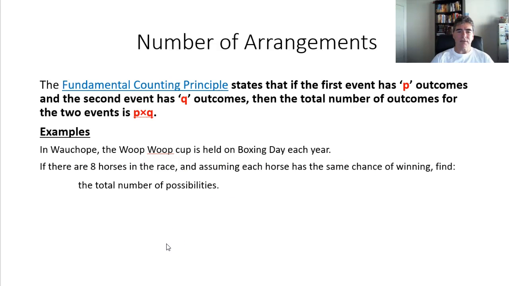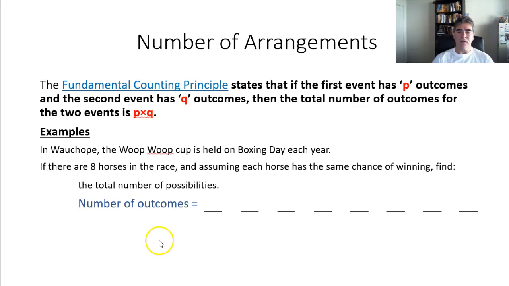So let's have a look at another example. One a little bit more local here. In Wauchope, the Whoop Whoop Cup, which is a horse race, is held on Boxing Day each year. Now if there are 8 horses in the race, and we're going to assume that each horse has the same chance of winning, we're going to find the total number of possibilities that they can actually finish the event. We're not going to have any dead heats. We're just going to say that we have 8 different positions.